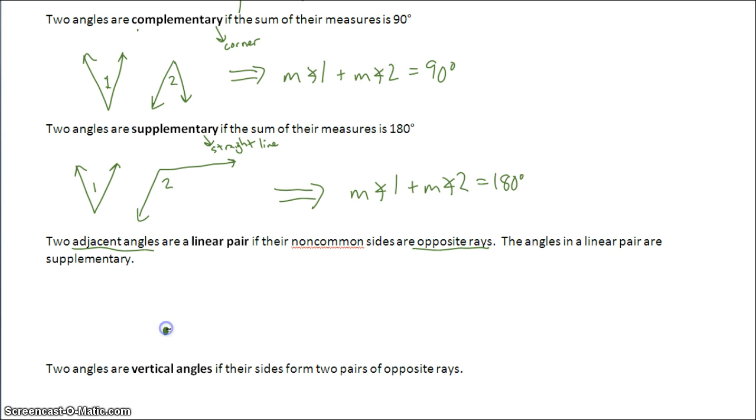We're going to start with a vertex, and we're going to start with opposite rays, two rays that go in opposite directions. Together they form a straight line. And we have to have two adjacent angles. So here's angle 1 and here's angle 2. Now a linear pair will be supplementary. So we're combining our definitions. Supplementary angles that are adjacent form a linear pair.